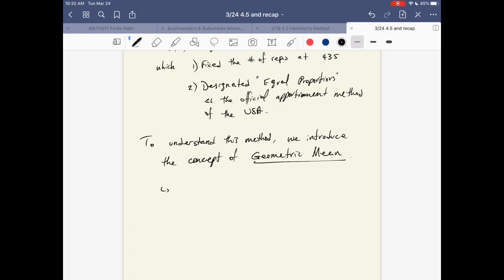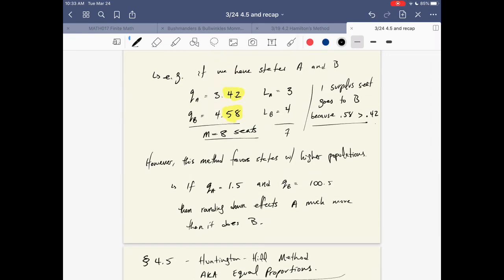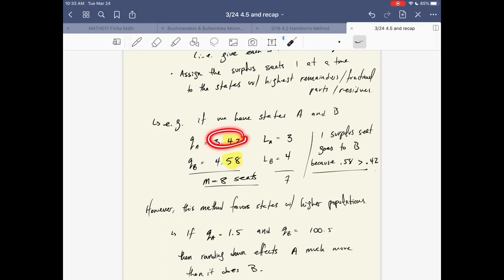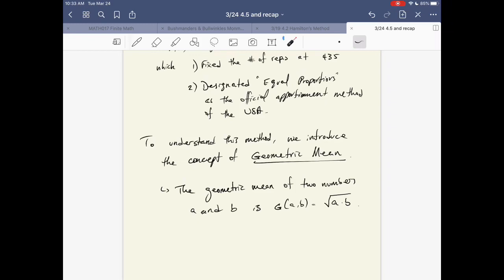Okay, so what is the geometric mean? Well, the geometric mean is basically just a formula. The geometric mean of two numbers, A and B, we'll say G of A comma B, is the square root of A times B. So basically what we're going to do is take the two numbers. If our quota was 3.42, say, then we'll take A to be 3 and B to be 4, and we'll find the geometric mean by taking the square root of 3 times 4. Good. So let's just do some examples here.